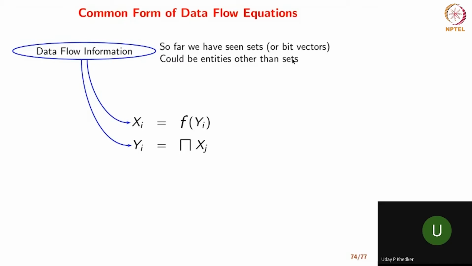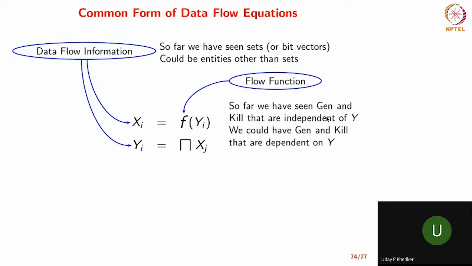I mean, we only need to define certain mathematical properties of those domains of values. In particular, if you are able to define what is mathematically called a lattice, then anything that constitutes a lattice is good enough for data flow equations, for data flow analysis. We just have to satisfy the properties of a lattice. These are flow functions. So far, we have seen gen and kill that are independent of y. We could have gen and kill that are dependent on y. We could have very complex gen and kill.